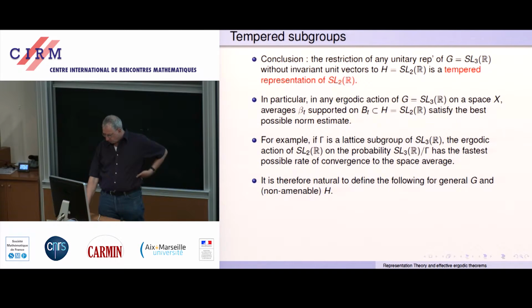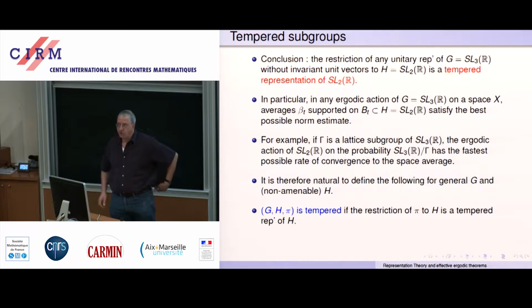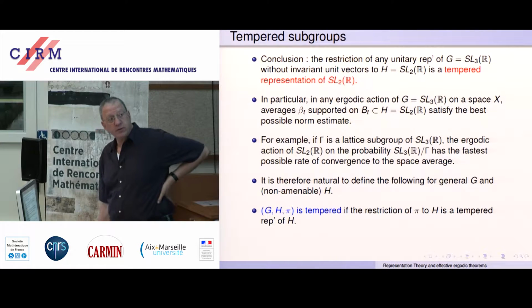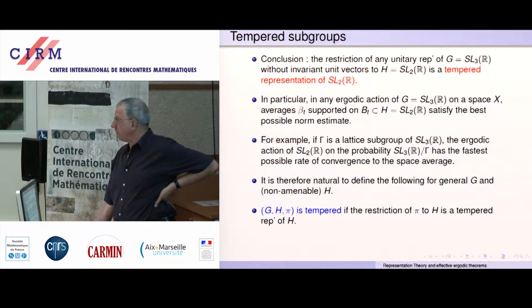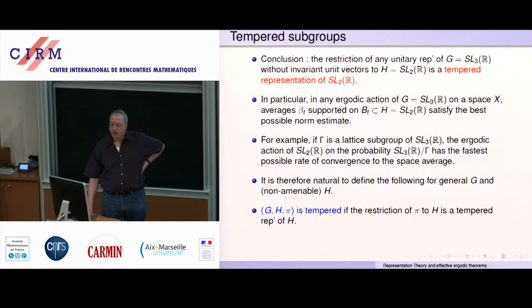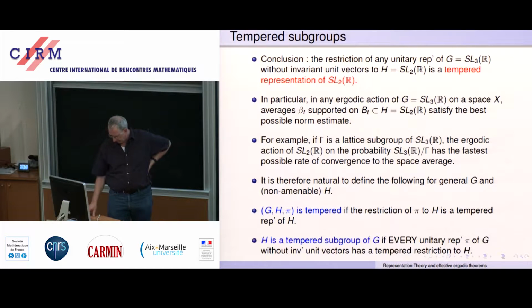And it's therefore natural to define the following for general G and non-amenable H. We call the triple G, H, pi tempered if the restriction of pi to H is a tempered representation of H. What is tempered? Weakly contained in the regular. And H is a tempered subgroup if it has the even more remarkable property that every unitary representation of G without invariant unit vector has a tempered restriction to H. This is truly a remarkable phenomenon. And, for example, Kazhdan has proved that SL2 is a tempered subgroup of SL3.